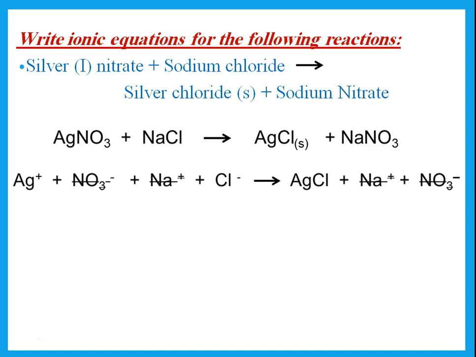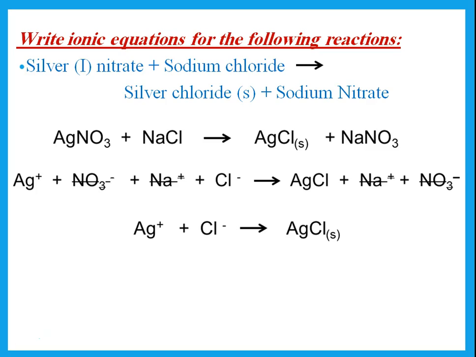The first one is positive, the second one is negative. The only one that I don't do anything to is the AgCl. And then I cancel whatever is exactly the same on both sides of the arrow. So Na plus and Na plus, NO3 minus and NO3 minus. These are cancelled. What am I left with? I'm left with the Ag plus Cl minus to give AgCl solid.